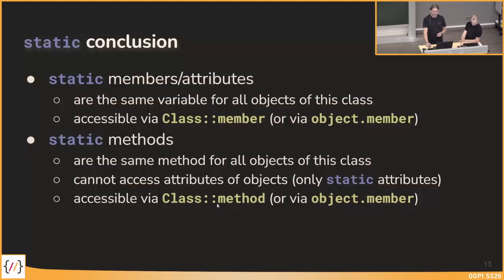Again, we can use the class and the method name, but also it should be object.method here as well, of course. And what's important when using static methods is that we cannot access any attributes of objects, so any non-static members, but only static attributes can be accessed and used in a static method.